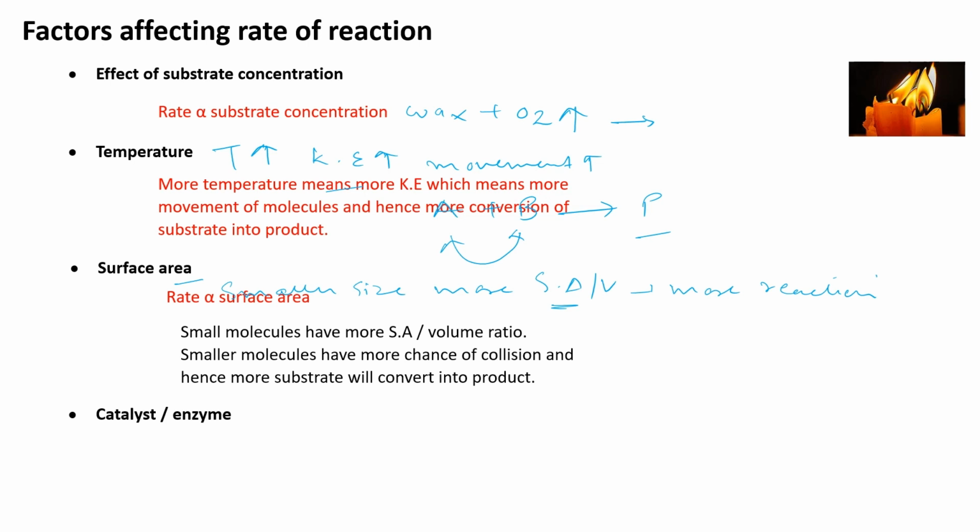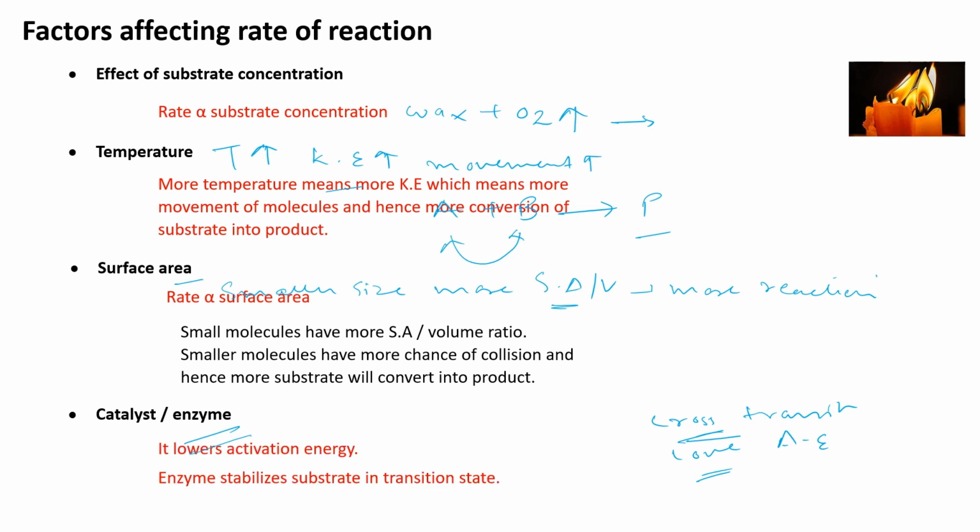Next is catalyst or enzyme. So what's the function of a catalyst? We already learned just now that to convert a substrate into a product, two things have to be done. Either we have to cross the transition state, or we have to lower the activation energy. So catalysts or enzymes help to cross the transition state, or they help to lower the activation energy. Clear? So these are the factors that affect the rate of a reaction.